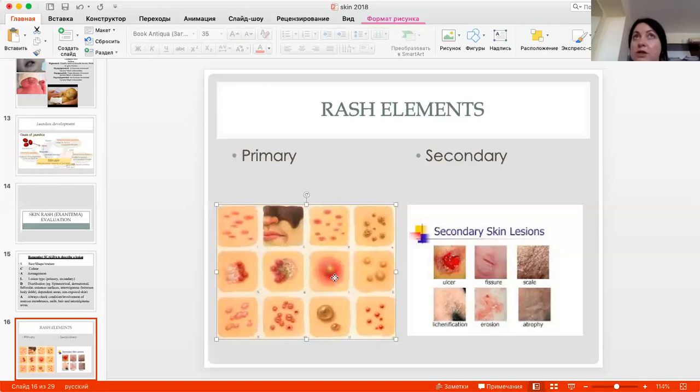Then the child feels this itching, yes, and destroys this element, and you have, for example, development of erosion. So erosion, or if it's deeper, ulcer. It is the secondary element of rash, which developed after the changing of the primary elements. For example, like a scale, like a fissure, like a lichenification, look at the picture, like an atrophy.